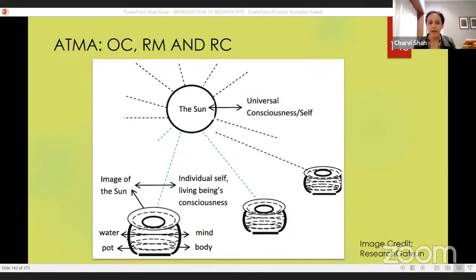When this reflecting medium is without any turbulence, without any disturbance, without any impurities, at that time this Atmananda, the Ananda which is the nature of Atma, will be reflected as clearly as the original, as the infinite Ananda.